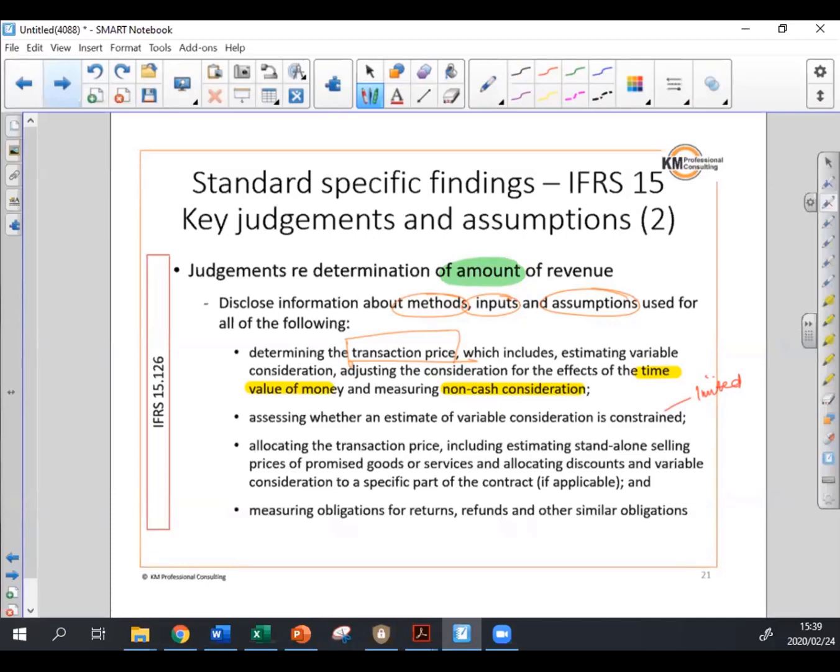If I can use a cell phone as an example, because that's so easy to grasp, is how much of the transaction price did you give to the handset versus the airtime versus the data versus whatever else is built into it? And then lastly, how did you go about measuring obligations for returns, refunds, and anything else that's similar?